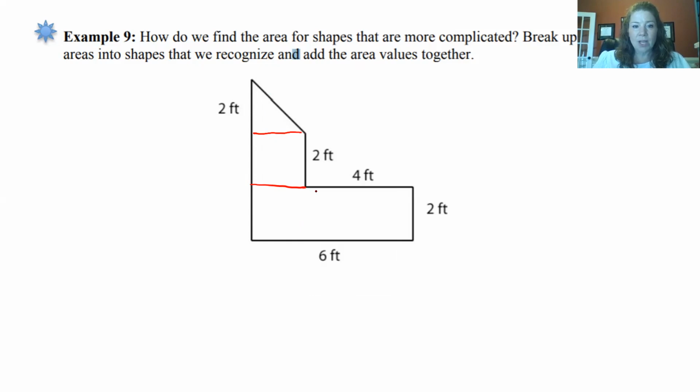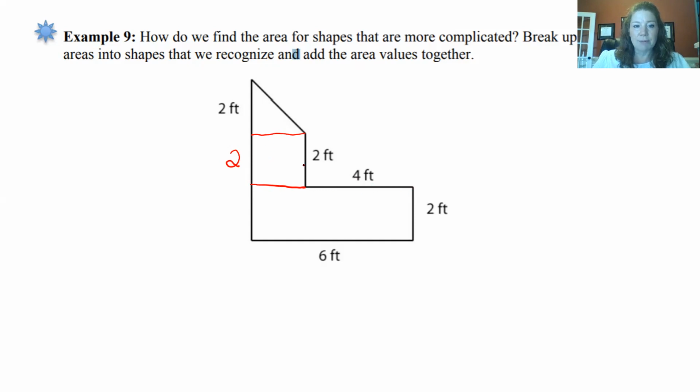All right, so if this section right here is 2 feet, then this section right here has to be 2 feet. All right, and then, there we go. So if this whole line right here is 6 feet, and this section is 4 feet, well, this whole line right here would also have to be 6 feet.